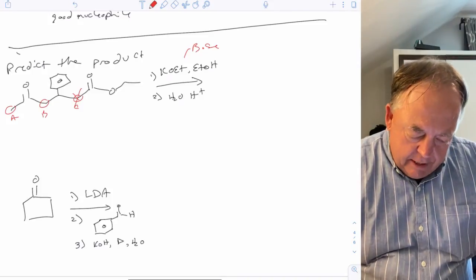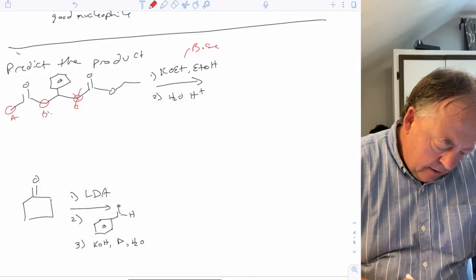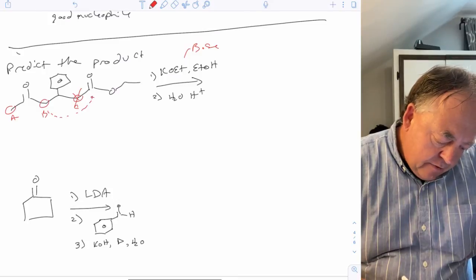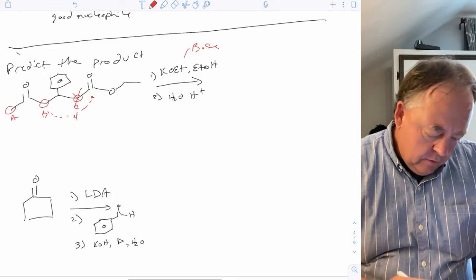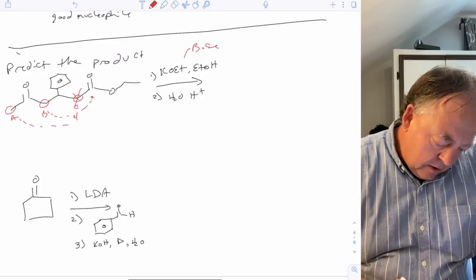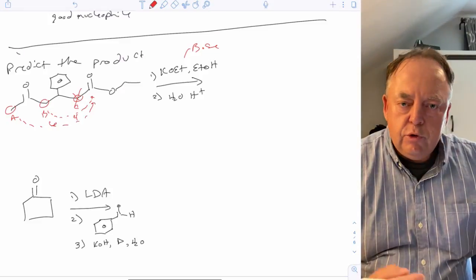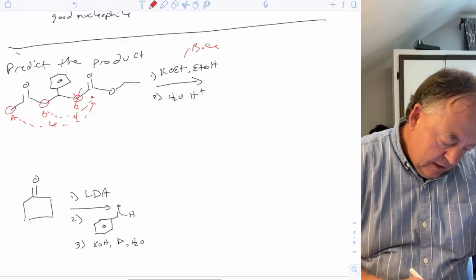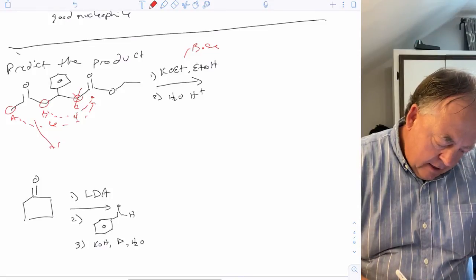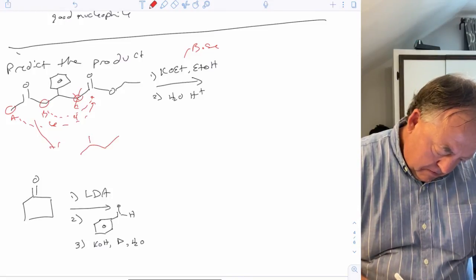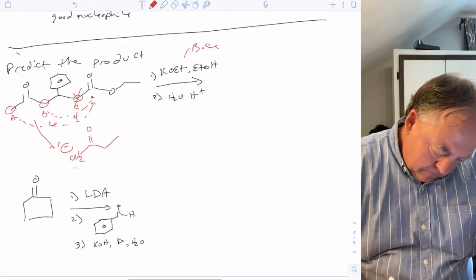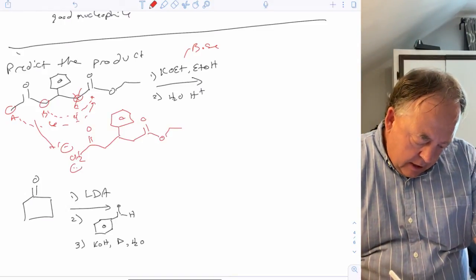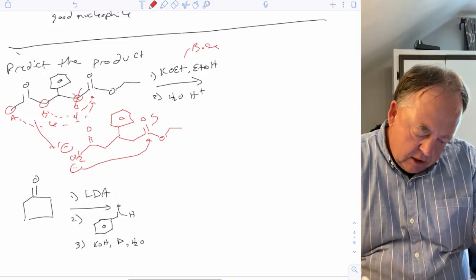Well, if you make it at B, what can it do? If you make an enolate here, it could react there, but that would be a 4-membered ring, and that's not favorable. If you make it at A, then it could react here, and that would be a 6-membered ring, and that's favorable. So that's what's going to happen. So you're going to make the enolate at A. And then that is going to react here and break the double bond.